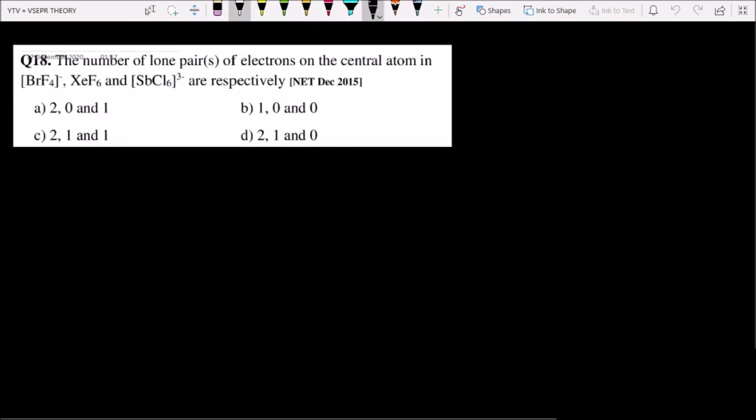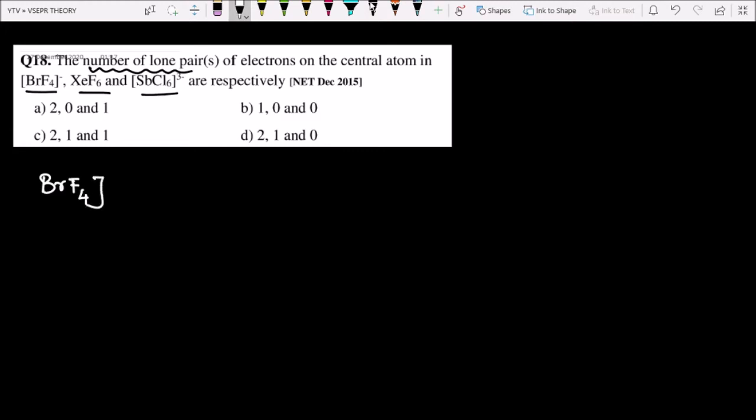In this question, they are asking us to find the number of lone pairs present on the central atom of these compounds. The first one is BrF4 minus. In case of BrF4 minus, they are asking to find the lone pair only. So the bond pair is equal to 4. If you find the quotient, it's half into the valence electrons of the central atom, 7, plus monovalent atoms, 4, plus 1. So it's going to be 6. Therefore the lone pair is going to be 2. So for the first one, the lone pair is 2, so this cannot be the answer. Now move on to the next one.